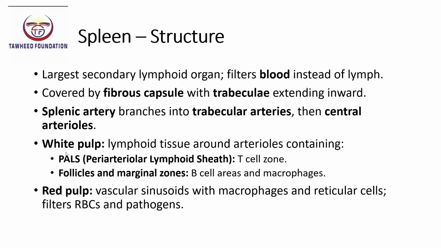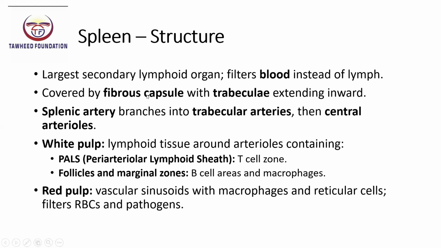The white pulp contains PALS, that is periarteriolar lymphoid sheath, a T cell zone, and B cell follicles with adjacent marginal zones rich in macrophages. Surrounding this is the red pulp, a network of blood-filled sinusoids lined by macrophages and reticular cells, responsible for filtering and recycling blood cells. So the spleen is the largest secondary lymphoid organ.